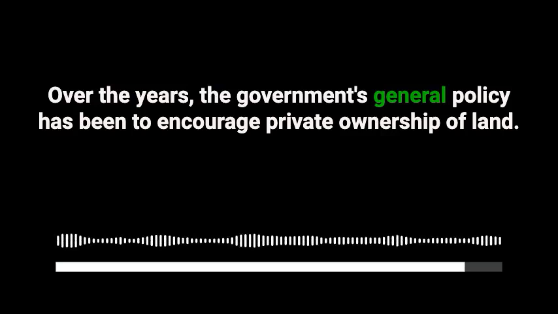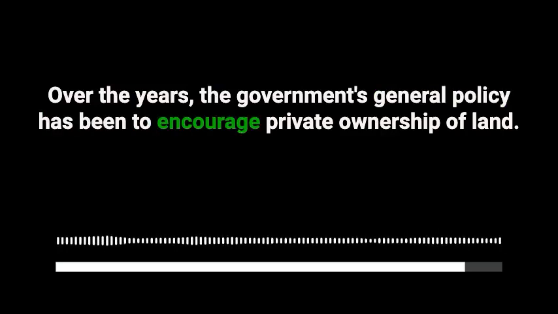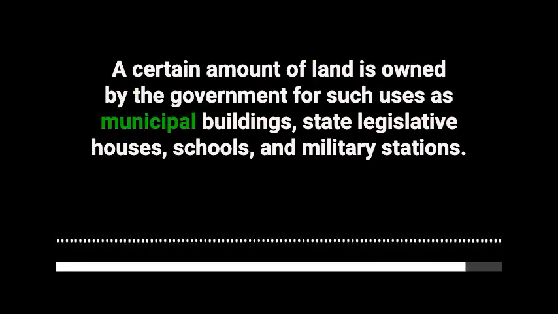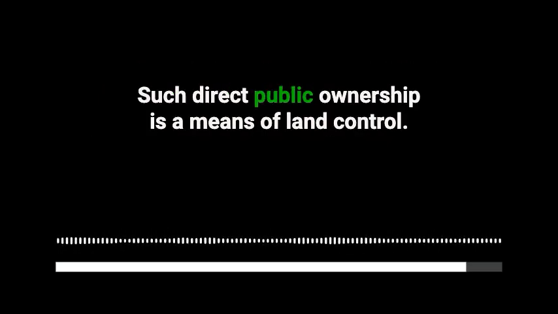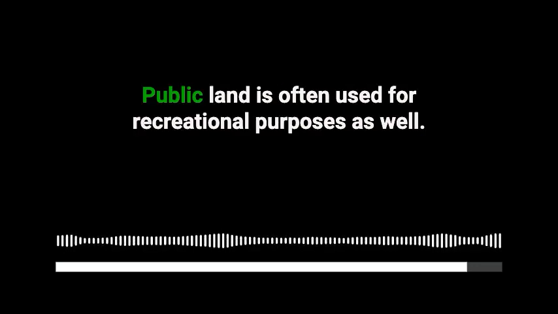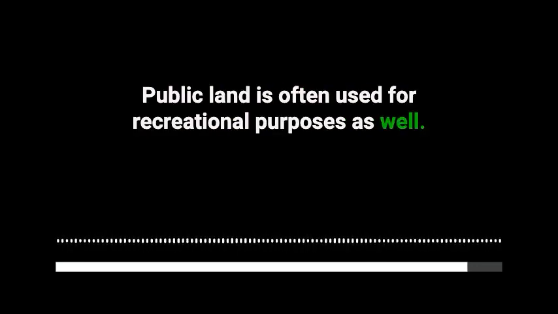Government ownership. Over the years, the government's general policy has been to encourage private ownership of land. A certain amount of land is owned by the government for such uses as municipal buildings, state legislative houses, schools, and military stations. Such direct public ownership is a means of land control. Publicly owned streets and highways serve a necessary function for the entire population. Public land is often used for recreational purposes as well.